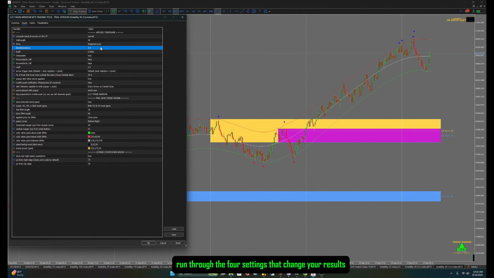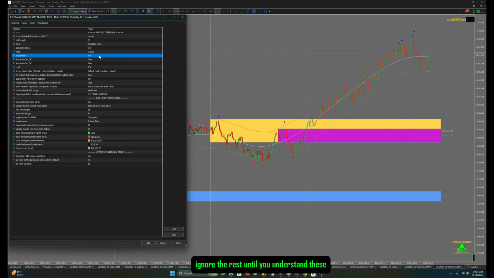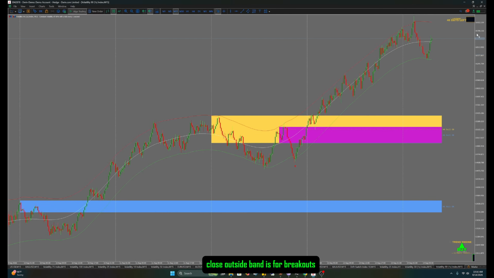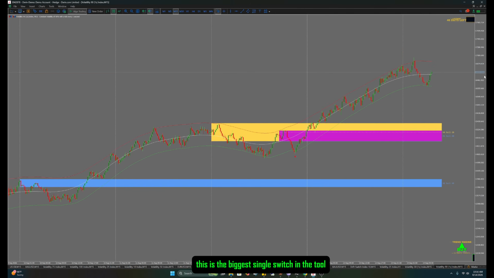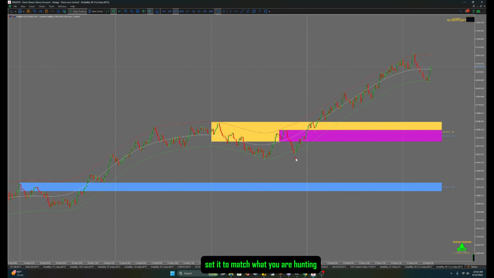Quick run through the 4 settings that change your results. Ignore the rest until you understand this. Arrow style. The default is for reversals. Close outside band is for breakouts. This is the biggest single switch in the tool. Set it to match what you are hunting.